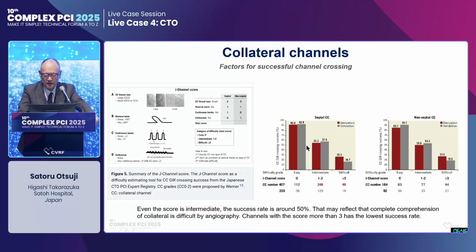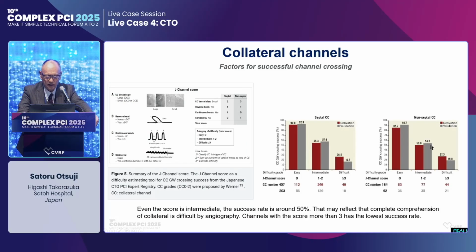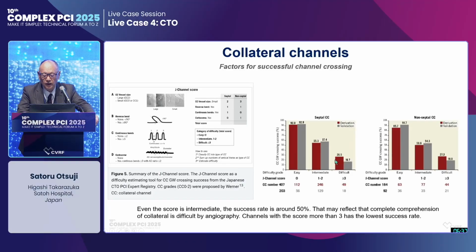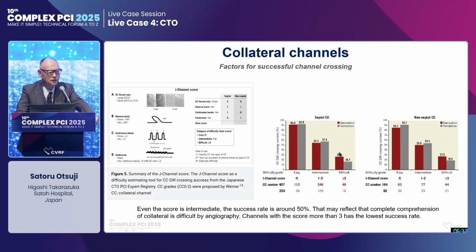That may reflect that complete comprehension of the collateral is difficult by angiography. A channel with a score of more than 3 has the lowest success rate, around 20%. Is it worth trying? I don't think so.